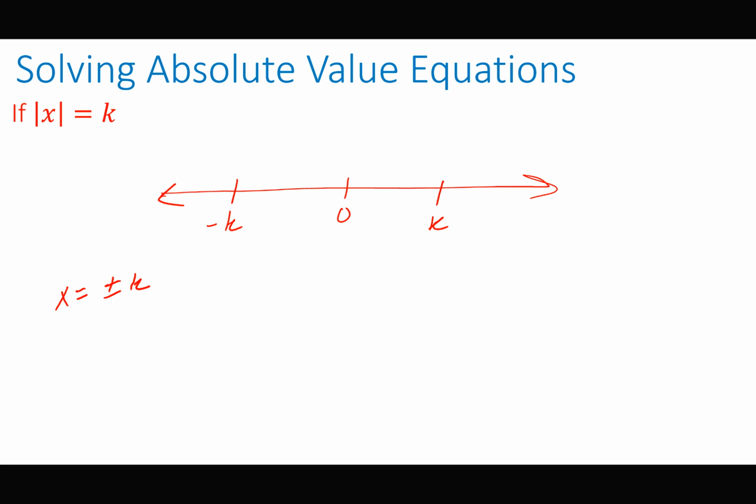All right, and this might seem redundant, but what this is saying is if I put a negative k in here, I get k. Yep, that's true. If I put a positive k in here, I get k, and it's still true. So that's why I say x is plus or minus k, meaning if I put that in my absolute value bars for that x, it will still equal k as an output.